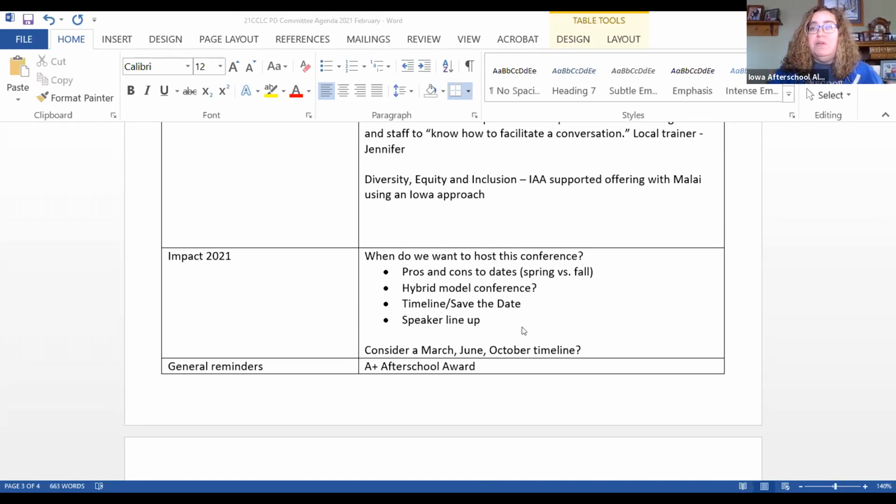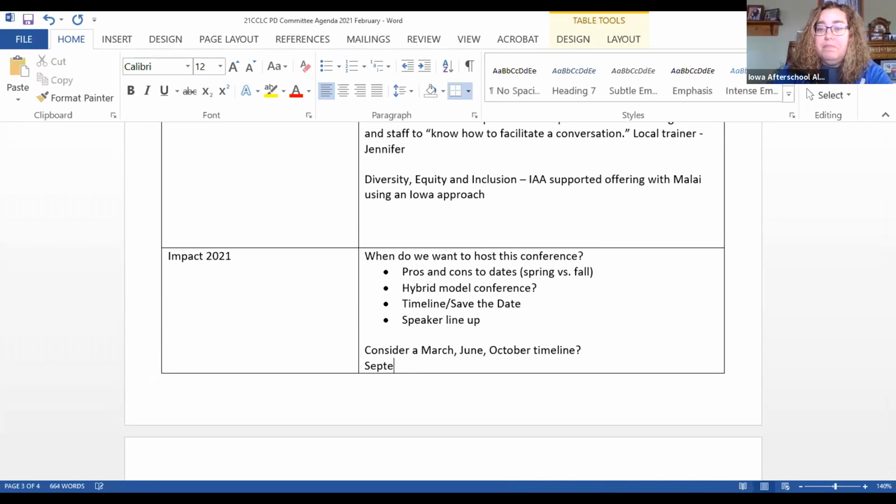Okay. Any other pros or cons that we need to maybe think about as a committee? And hearing none, I'll move us into that hybrid model. That is definitely an option where we offer an in-person, but also a virtual.